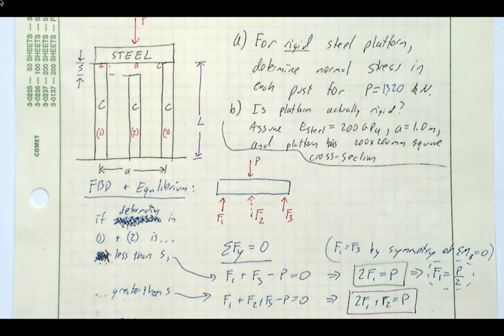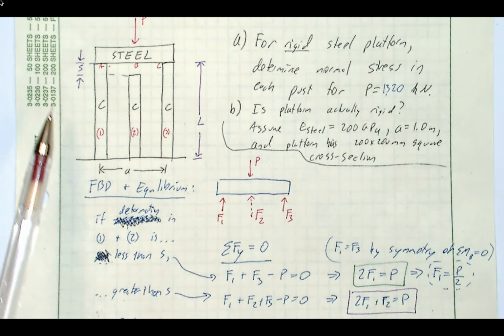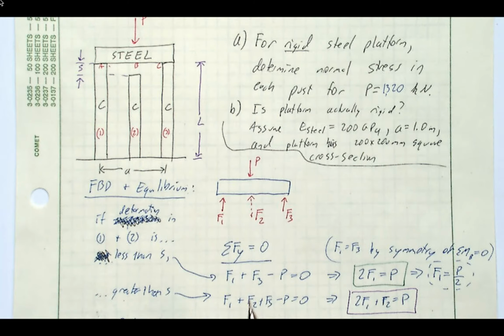So we have 2 cases here that we need to consider, and the first one, which is the easier one, we should just consider first. If the deformation in 1 and 2 is less than this S distance, less than 1 millimeter, then the sum of the forces in the y direction produces just F1 and F3, the internal forces, which must balance the load P. Right? And so that's it. Well, we also know from symmetry that F1 and F3 must be the same, since they're the same material, the same geometrical dimensions, and everything's symmetric about the system. So therefore F1 and F3 are equal.